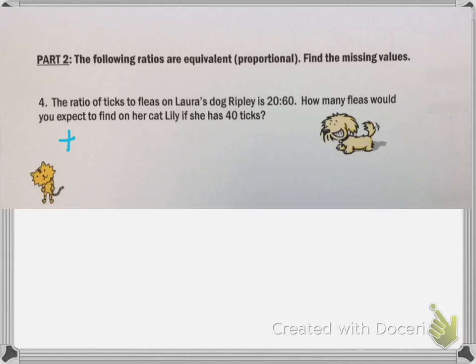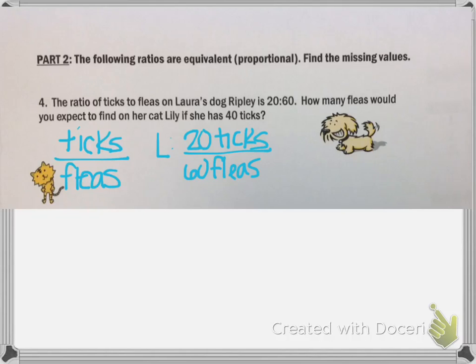So we're looking at ticks to fleas. And then Laura's dog, so we'll put an L, has 20 ticks and 60 fleas. And it's asking how many fleas. So we want to look at our ratio and say, where are the fleas? The fleas are on the bottom. So on our next ratio, we have to put the variable x for fleas because this is what we're looking for and we don't know what it is. And then it says if she has 40 ticks. So where are the ticks? Ticks are on the top. So we're going to keep the 40 ticks on the top.